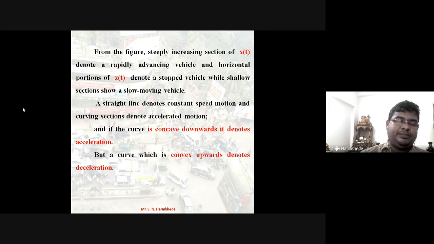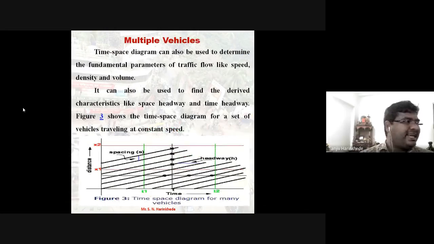This is again a most important question asked in the GATE examination. The concave downward denotes acceleration and convex upward denotes deceleration. So that's it for a single vehicle.